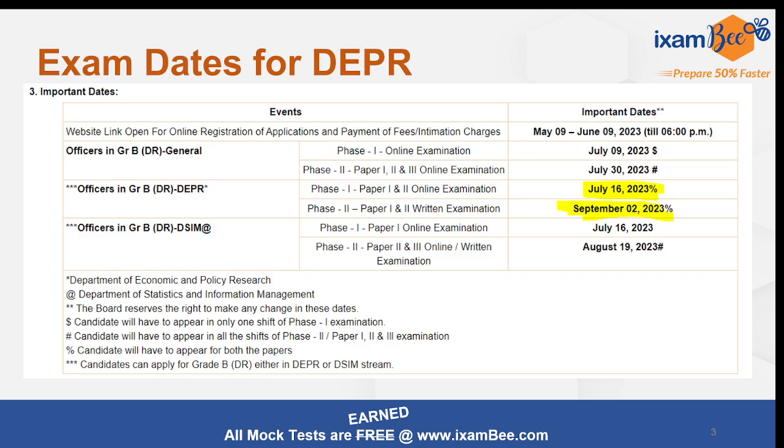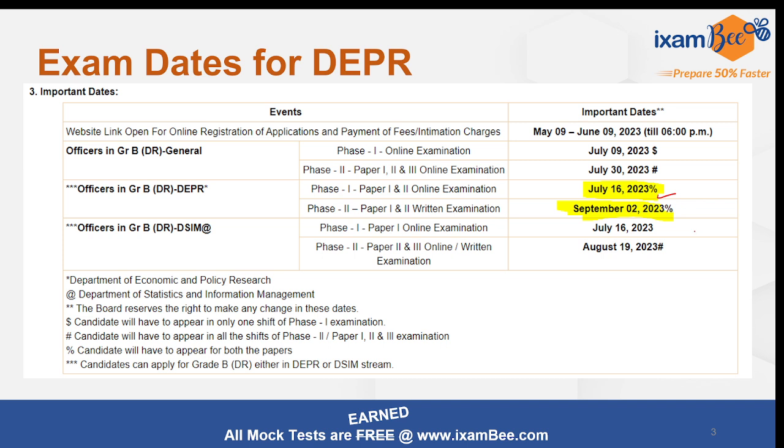Let's start with understanding the exam dates, the important dates. The application window is as of now open and you can apply for the exams till the 9th of June. The exam dates are very much important for you. So you have around 2 months fully to prepare for your phase 1. The phase 1 of RBI DEPR will be held on the 16th of July 2023.